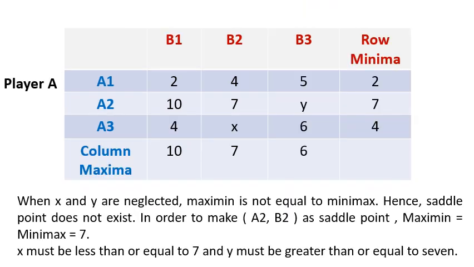You can see here player A, player B, you can see the row minima, everything is calculated here. When x and y are neglected, the maximin is not equal to minimax, hence the saddle point does not exist. In order to make A2 to B2 a saddle point, maximin should be equal to minimax, equal to 7. So, x must be less than or equal to 7 and y must be greater than or equal to 7. So, that is your solution to this particular problem.